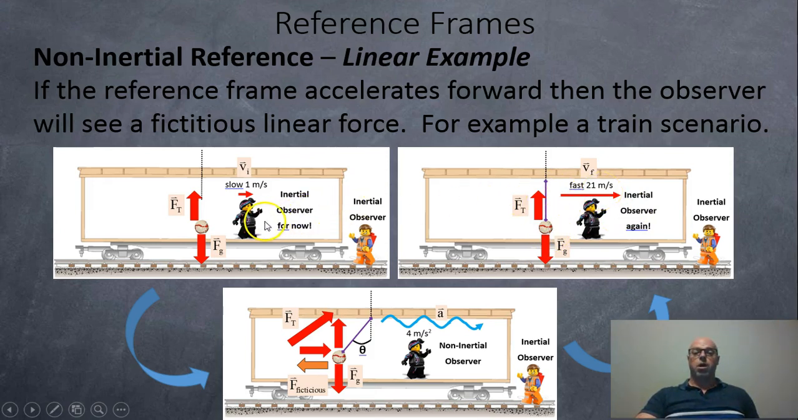So the person in the train starts off as an inertial observer. During the acceleration, they're a non-inertial. And then when the train reaches its final speed, they become an inertial observer again. The person outside, though, is an inertial observer the entire time.